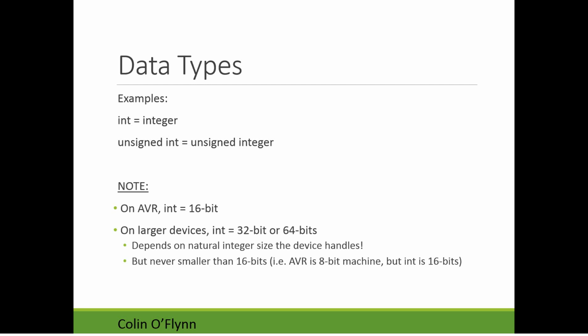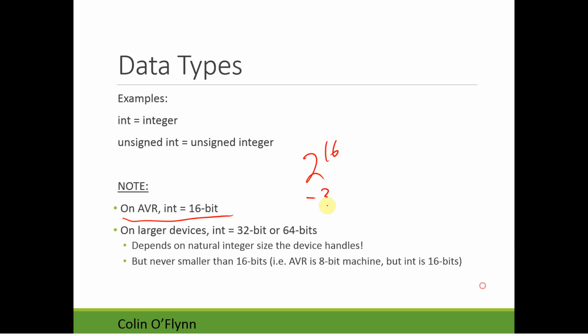Now, what is an integer? What is an unsigned integer? On the AVR and the devices you're using, an integer is 16 bits. So you have 2 to the 16 storage. If it's signed, it's somewhere around minus.